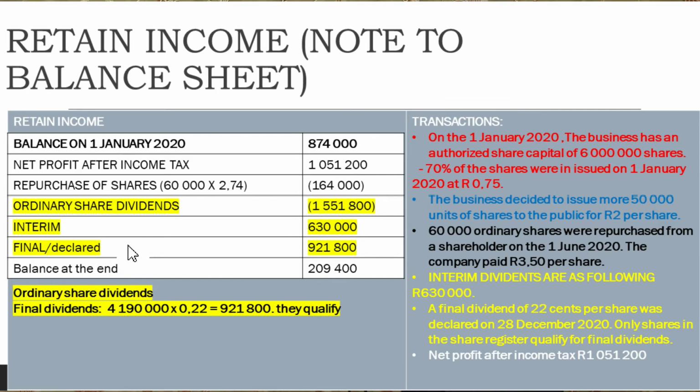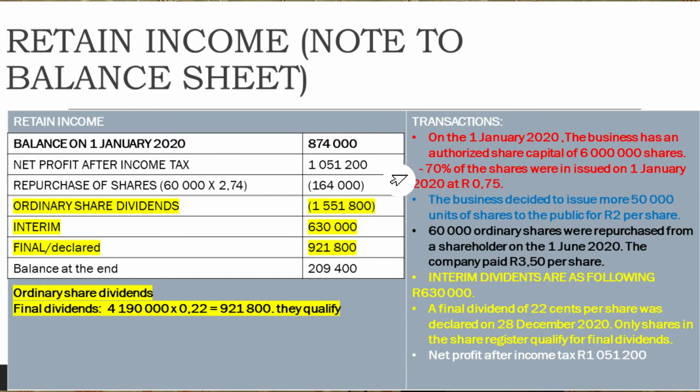That's why we say at the end of this lesson, you must be able to differentiate all types of transaction. This transaction belongs to ordinary share capital, but not retained income, but it might be useful at the end of the day. And then, second transaction, the business decided to issue more 50,000 units of shares to the public for R2 per share. That transaction belongs to owners, to ordinary share capital, because we are issuing out shares to the public. It doesn't belong to retained income, but it may be useful at the end of the day.